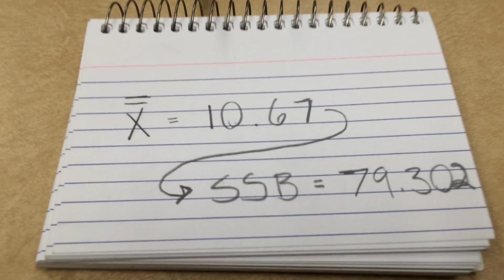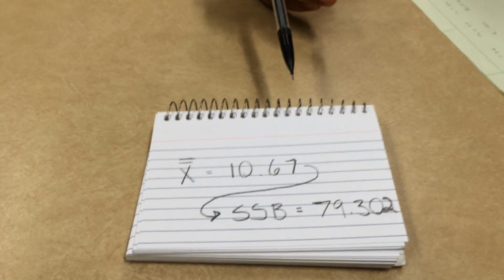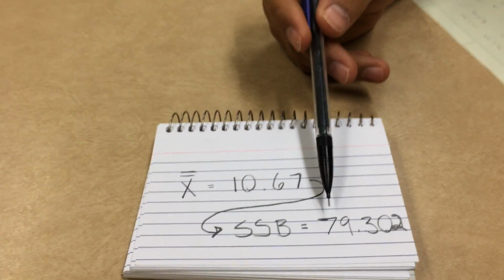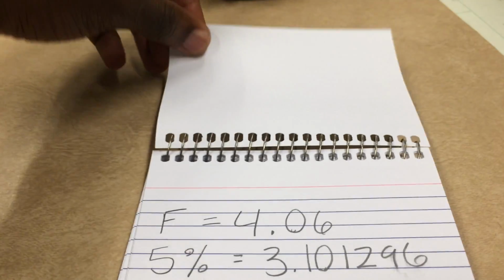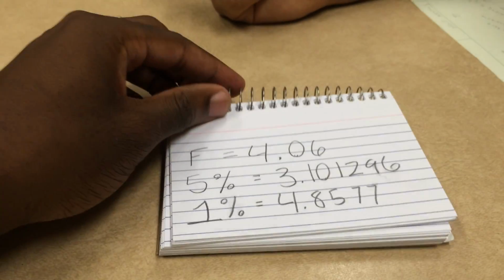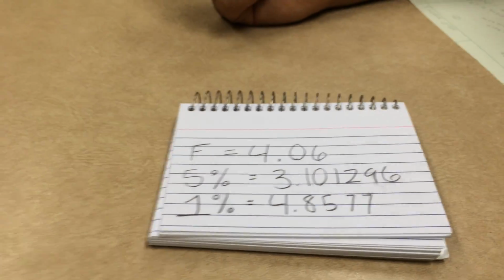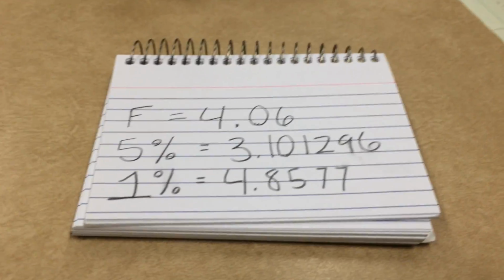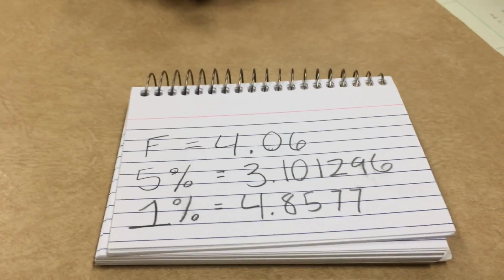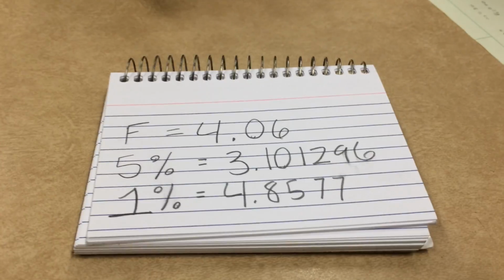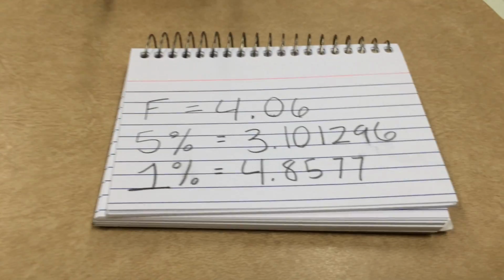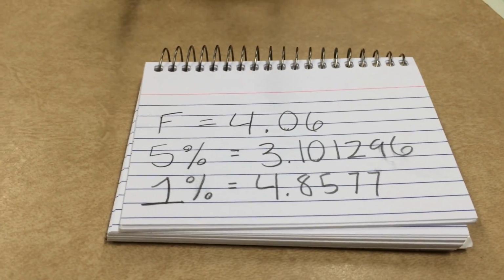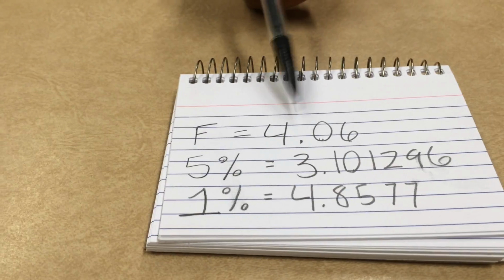So once we inserted that into the SSB equation, we had an SSB of the group of 79.302. And through that, we went ahead and used our degrees of freedom for the group at 2, and for the error at 87, and then we calculated the mean square, which ended up giving us 39.657 for the group, and for the error, 8.619. And through that, we ended up finding that the F value was 4.06.